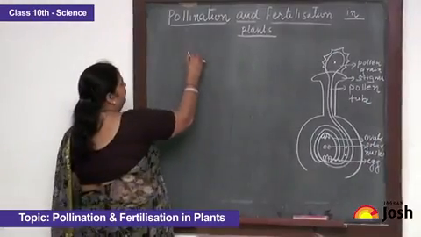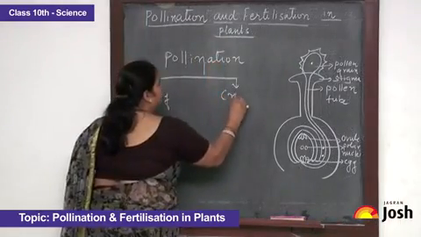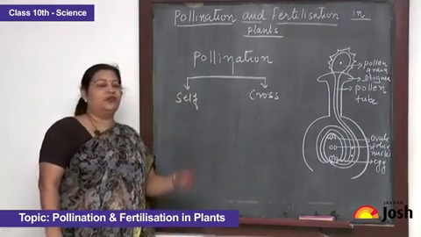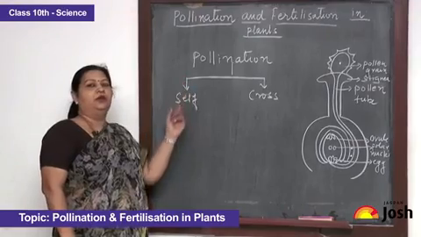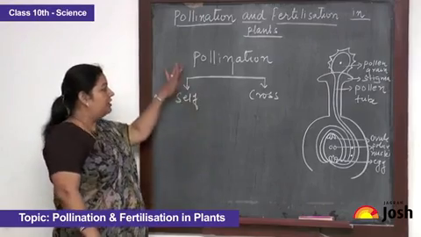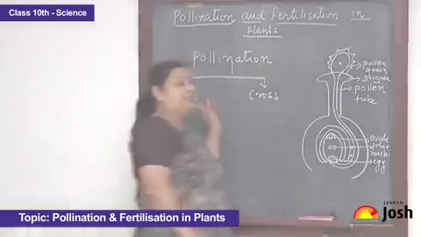Pollination basically is divided into two parts, self and cross. The transfer of pollen grains from the anther of the stamen to the stigma of a carpel is called pollination. Pollination is of two types, self-pollination and cross-pollination.